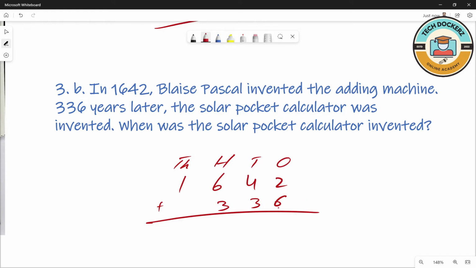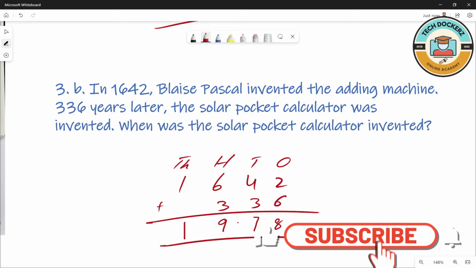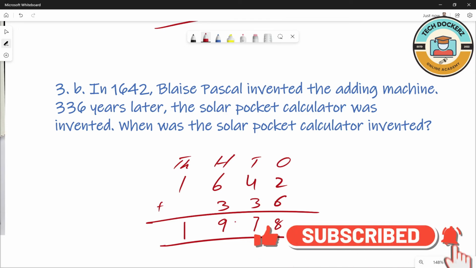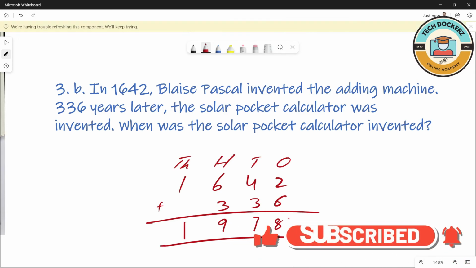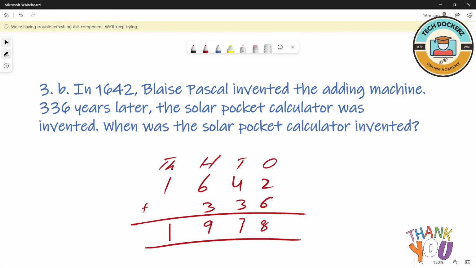2 plus 6, keep 6 in your mind and 2 on your finger. 7 and 8. 4 plus 3, keep 4 in your mind and 3 on your fingers. 5, 6, 7. 6 plus 3, keep 6 in your mind and 3 on your fingers. 7, 8, 9. And 1 plus 0 will be 1. So the solar pocket calculator was invented in the year 1978. So this is the end of this video.